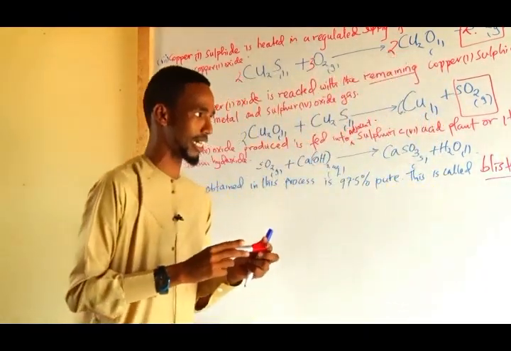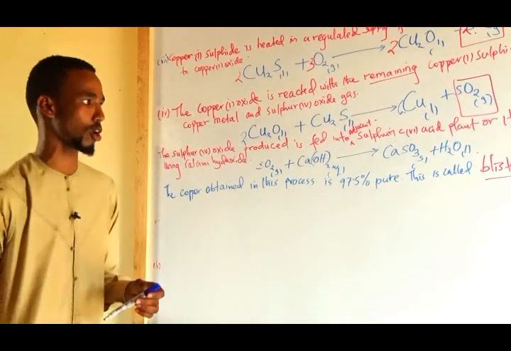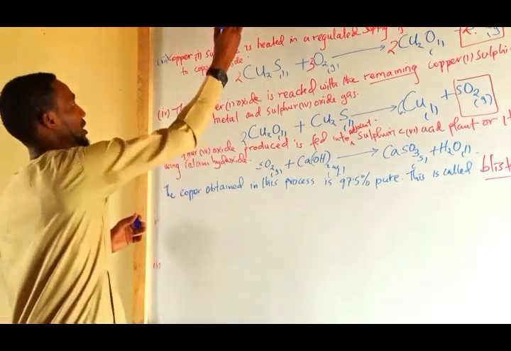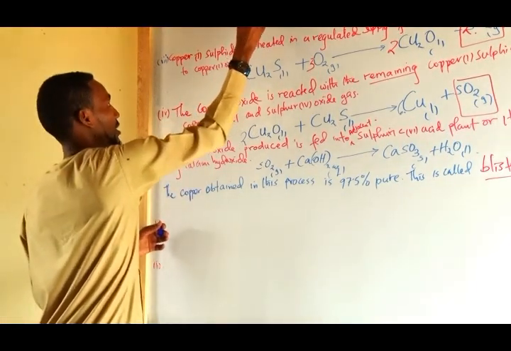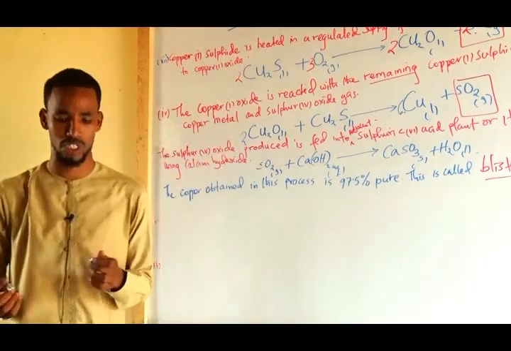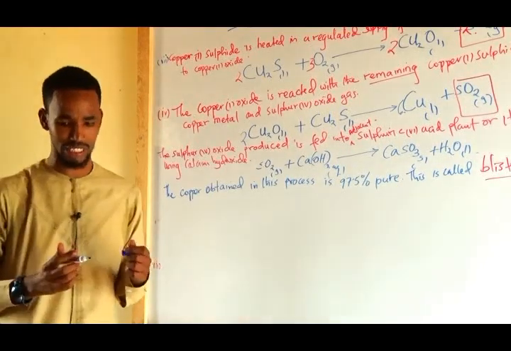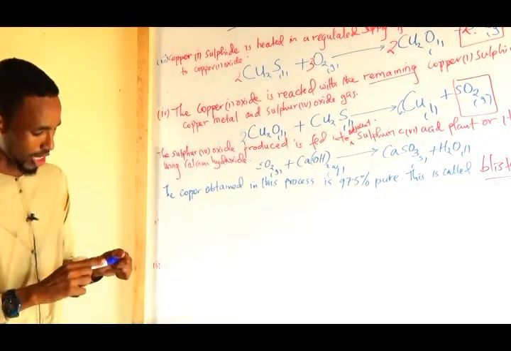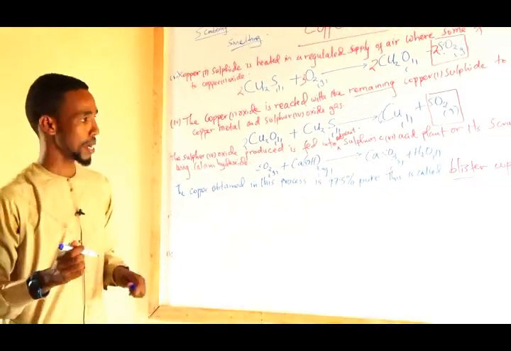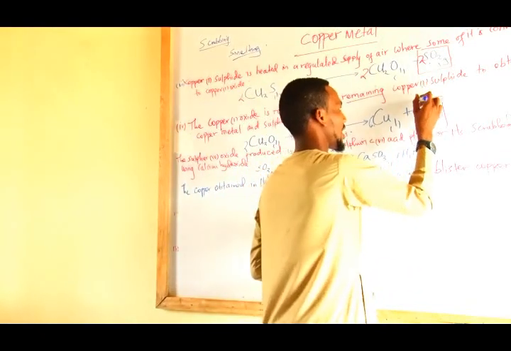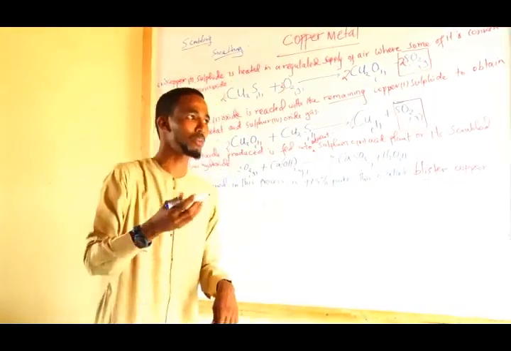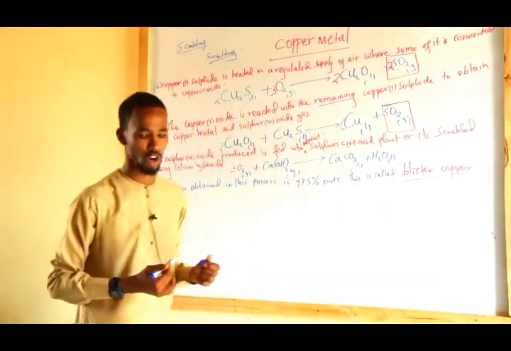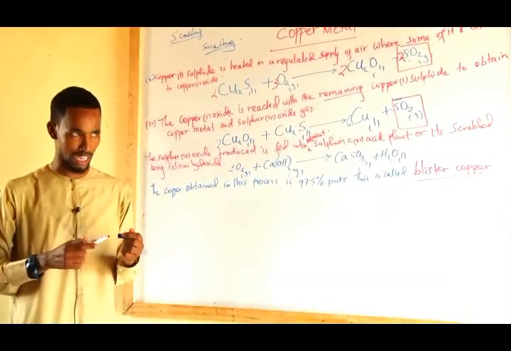What is blister copper? Blister copper is copper that is produced in a smelting process, a heating process, where the blister surface is caused by the sulfur oxide gas bubbles. So there was a lot of sulfur oxide gas produced in this process. That will form on the surface of the copper, and it's called blister copper.